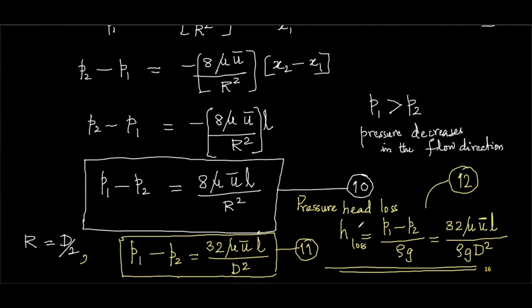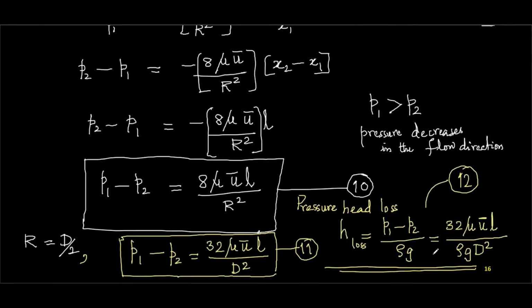Whatever the viscous resistance or the pressure head loss incurred in the flow, it can be found out by Hagen-Poiseuille's equation. Please do remember, it's a very important equation in the entire fluid mechanics. Whenever you consider viscous flow through a pipe, for example lubricating oil flowing through very, very long pipelines, we use it.